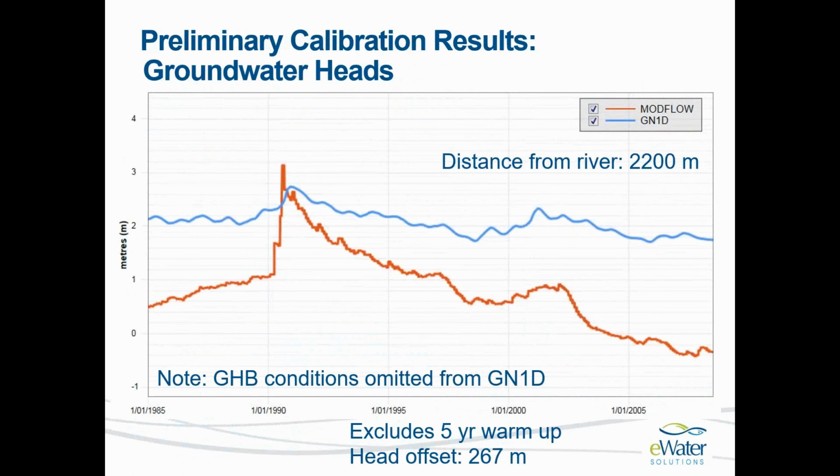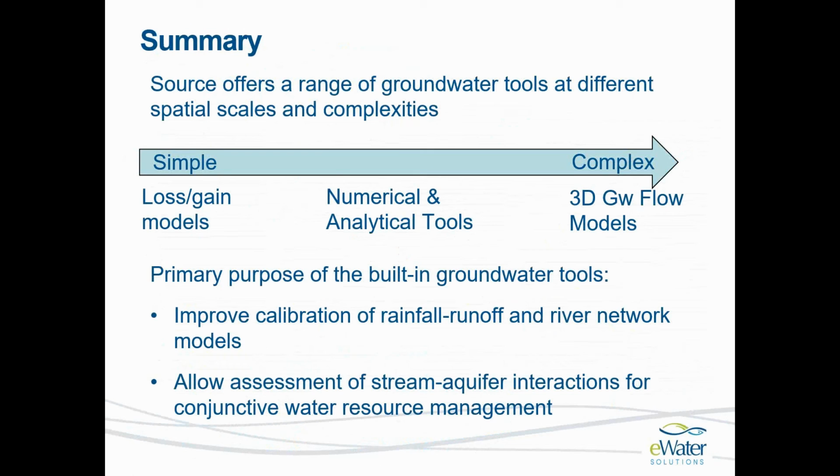To summarise, Source offers a range of groundwater tools at varying spatial scales and complexities. Our idea is that Source can provide a toolbox that users can select from to select a groundwater model that meets the needs of their project. We have everything from very simple losses and gains that we can add into our rainfall runoff models to the numerical and analytical tools, and we also have the capacity to link with 3D groundwater flow models.